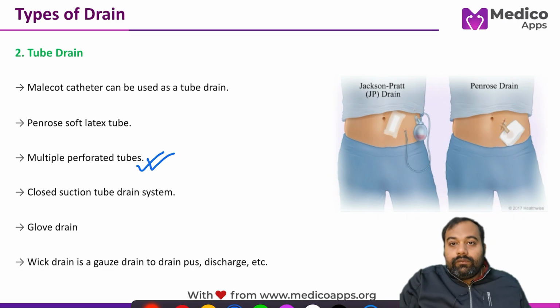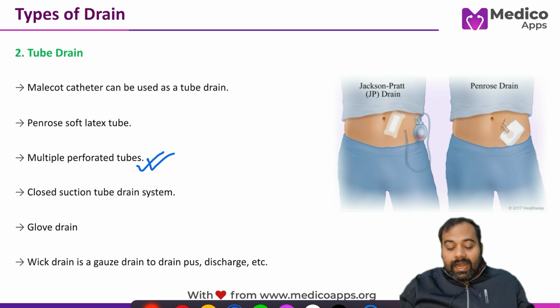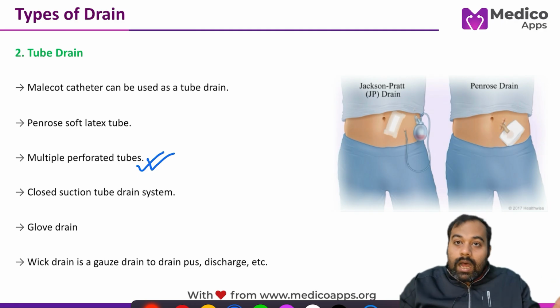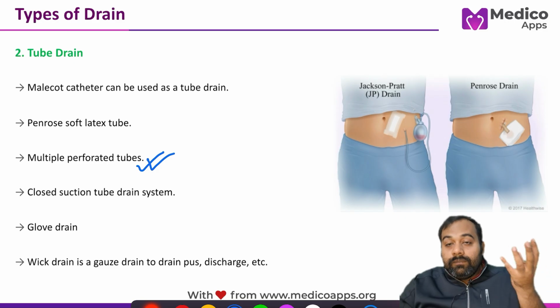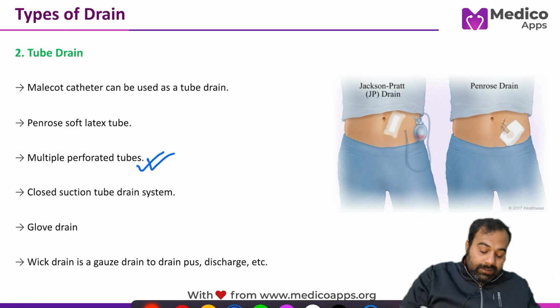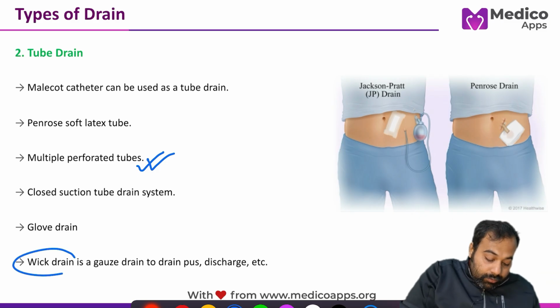Apart from that, we have the glove drain and the wick drain. Now, the important thing regarding the wick drain is that it's simply a gauze that has been used as a drain, which allows us to drain the collection inside an abscess cavity or allows us to drain the discharge or the pus. Okay, so this is what your wick drain is.